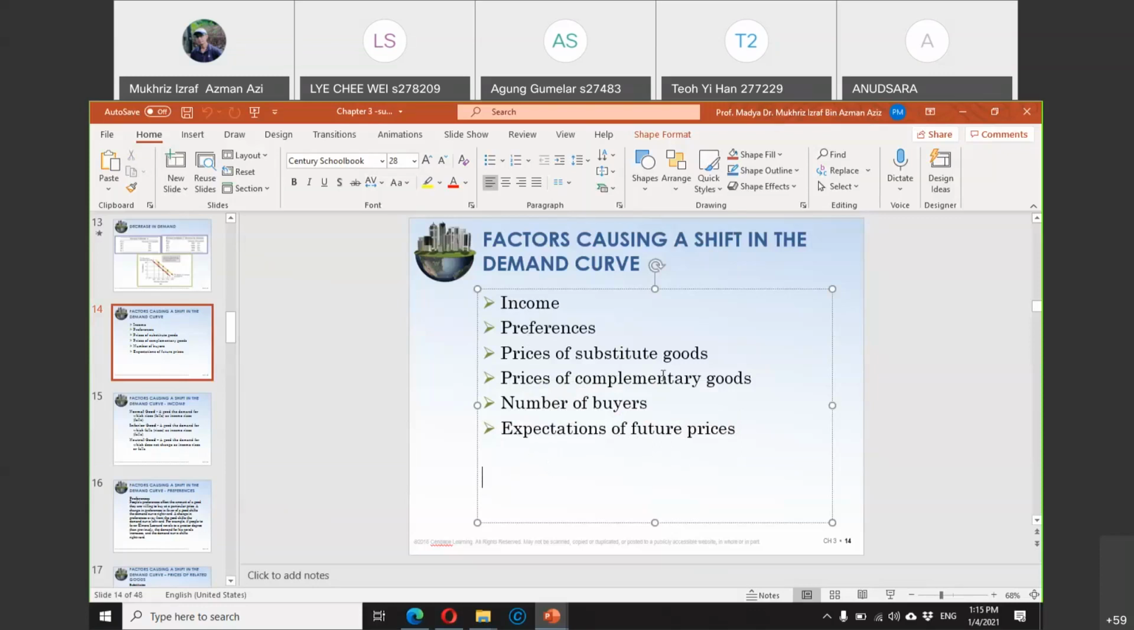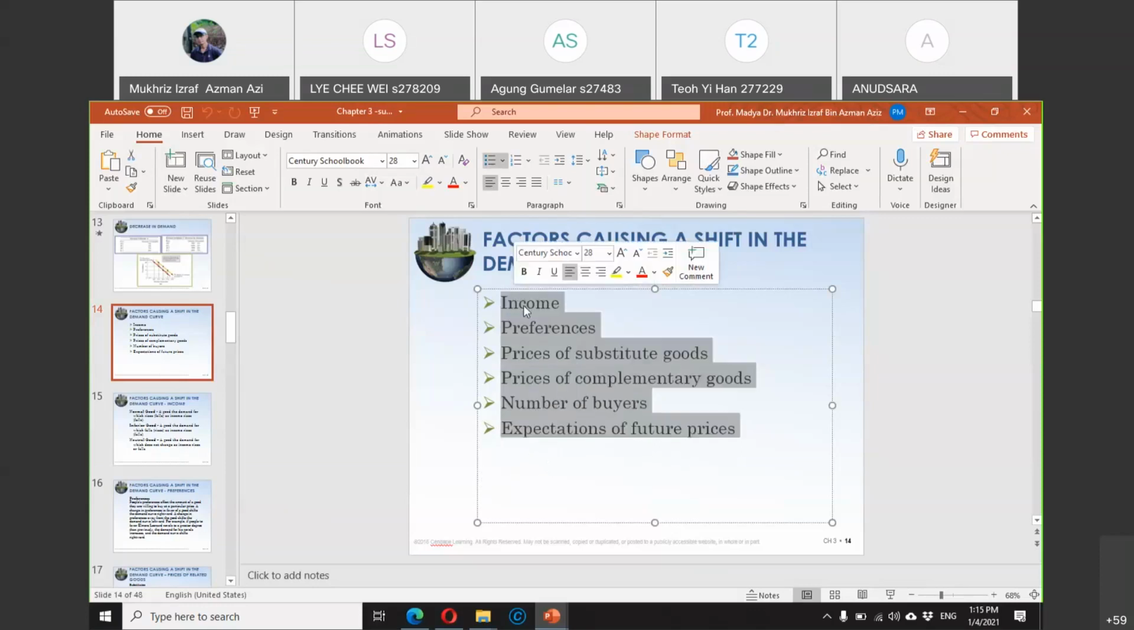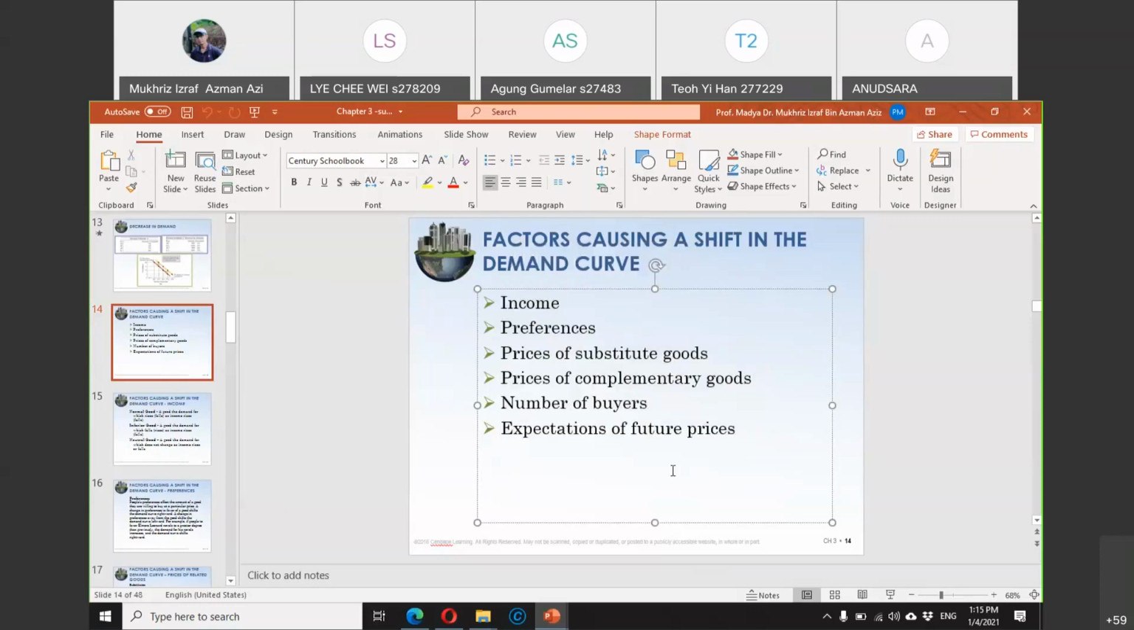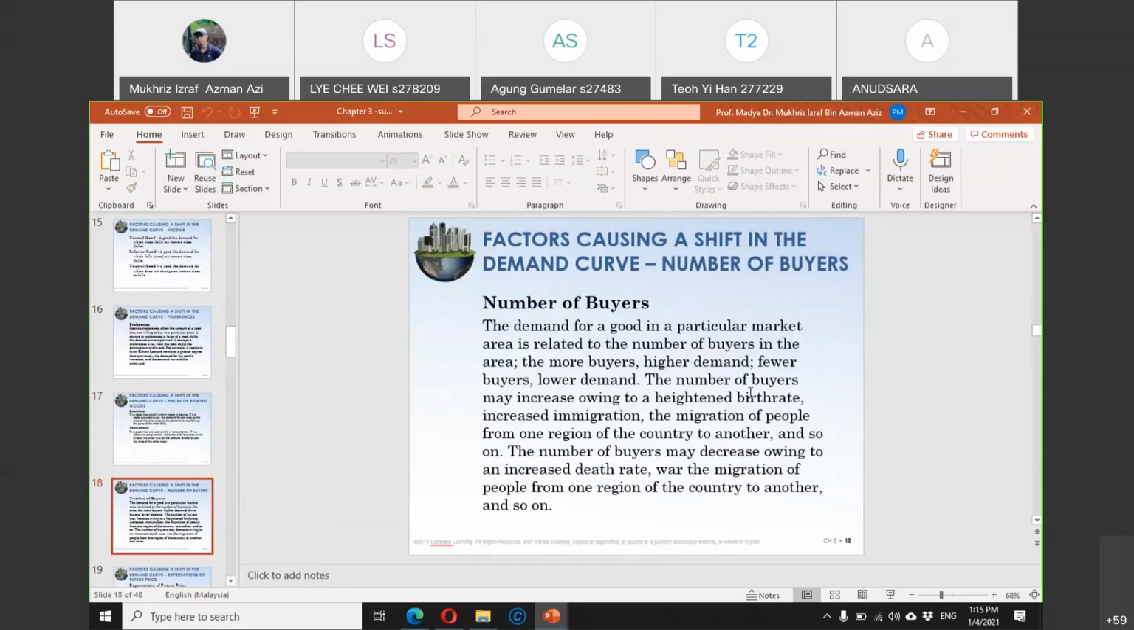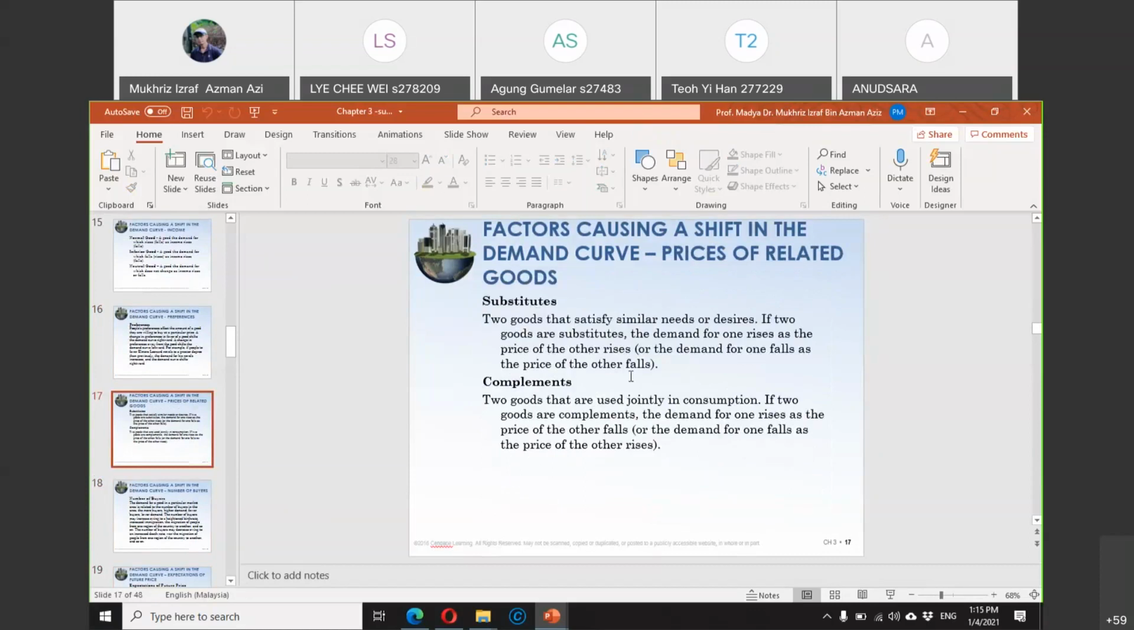So changes in these will cause the demand curve to shift to the right or to the left, depending on which factor you are looking at. The price of substitutes and complements, we already discussed also in detail last class. The cause will be the substitute price, and the effect will be on the quantity demanded of the good that we want to examine. So check back the lecture from last class.